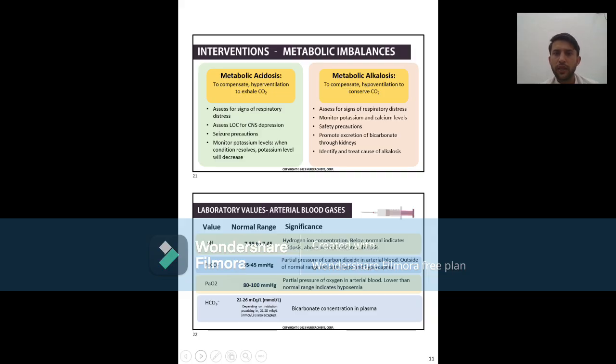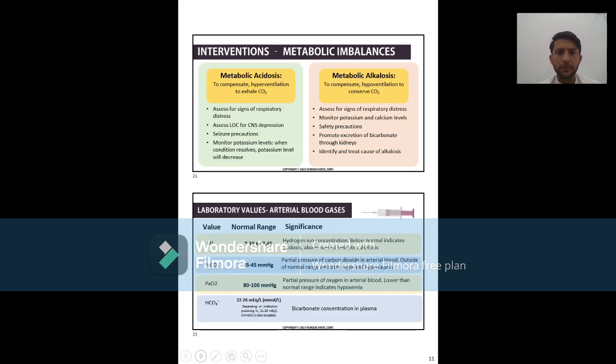In metabolic alkalosis, we have to support compensatory hypoventilation to conserve CO2. The same interventions are required: assess for signs of respiratory distress, and monitor potassium and calcium levels. Safety precautions are also very important. We have to promote the excretion of bicarbonate through the kidney and treat the underlying cause.